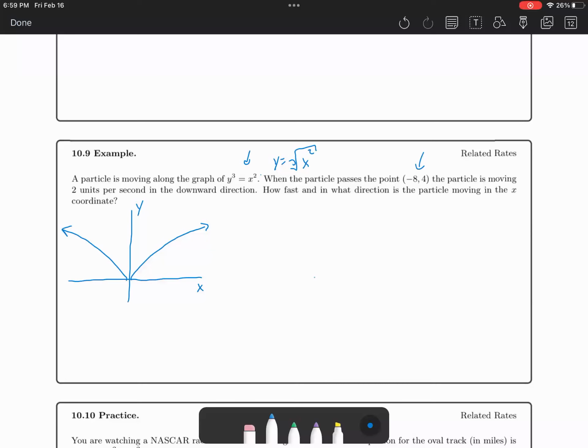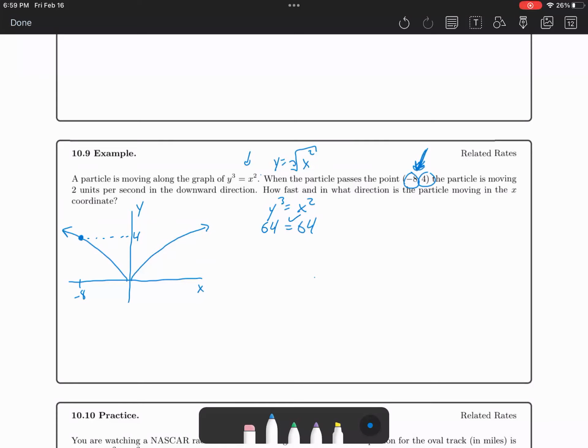Now we know that when it is at the point -8, 4, so over here at -8, apparently here's a y value of 4. In fact, let's just go ahead and double check that this point is actually on that curve. So if our equation is y cubed is equal to x squared and x is equal to -8, then I have a 64 on that side. And if y is equal to 4, I also have a 64 over here. So the equation checks out. So that is indeed a point on our graph.